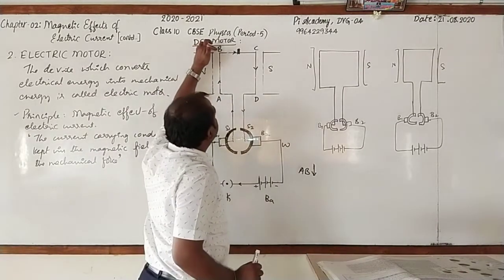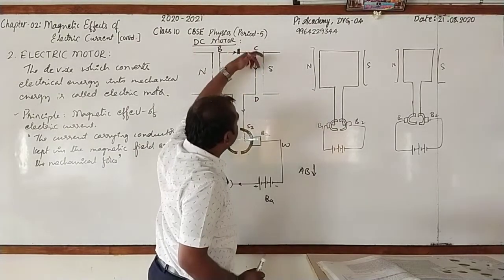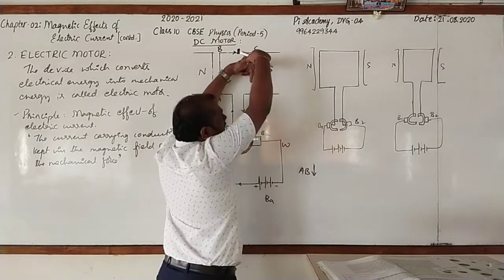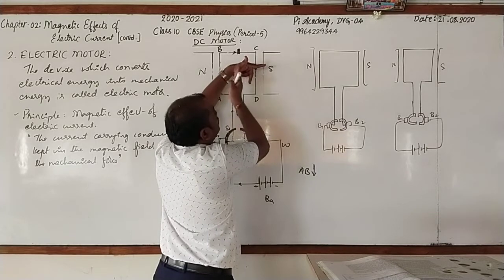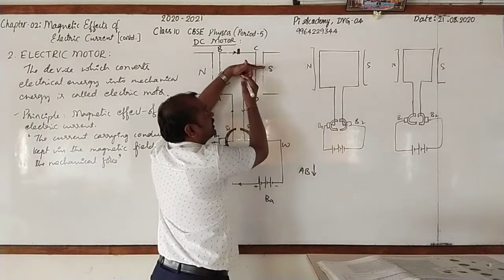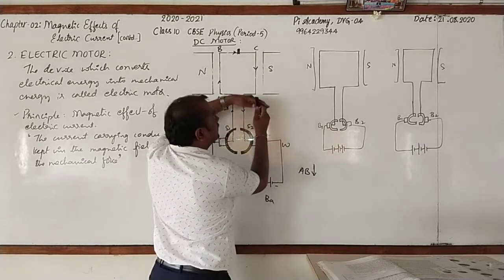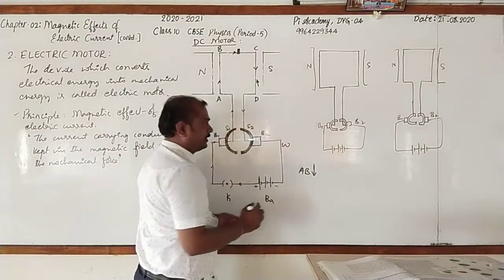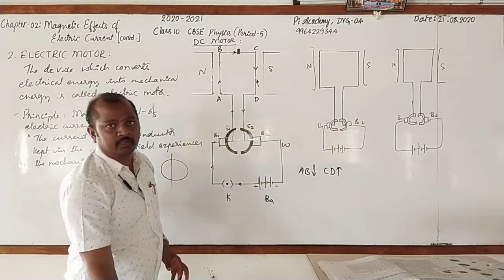Similarly, current flows through BC, then CD. When it flows through CD, now you can observe that. Look here, current is flowing downward, and lines of force from north to south. Then the mechanical force is towards you. That means it is acting from below the CD. We can write CD. Hope that you have understood.